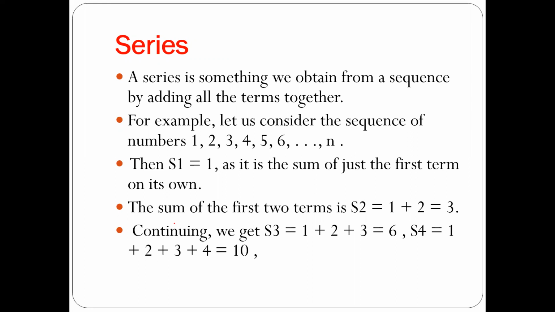For example, let us consider the sequence of numbers 1, 2, 3, 4, 5, 6 up to n. Then the sum of the first term is S1. Here the first term is 1. No other number is added to it. Its previous number is 0. So S1 is equal to 1 plus 0, which is 1.